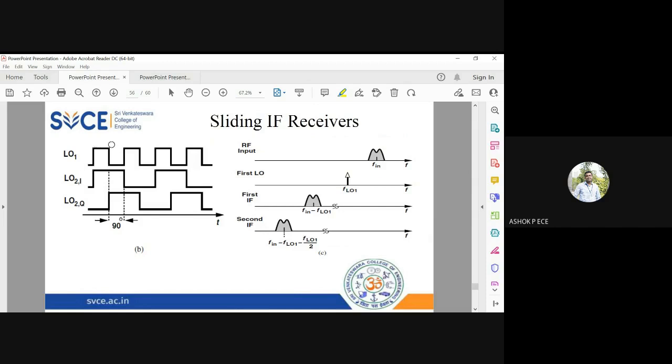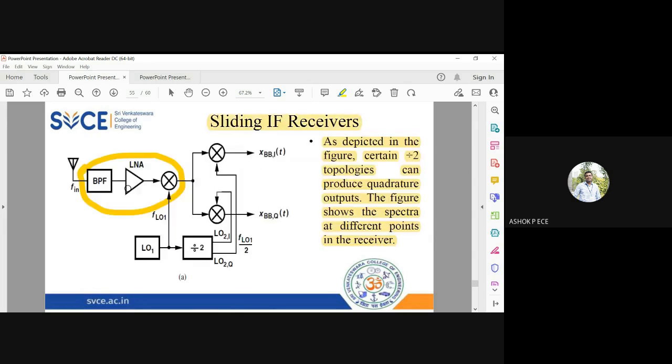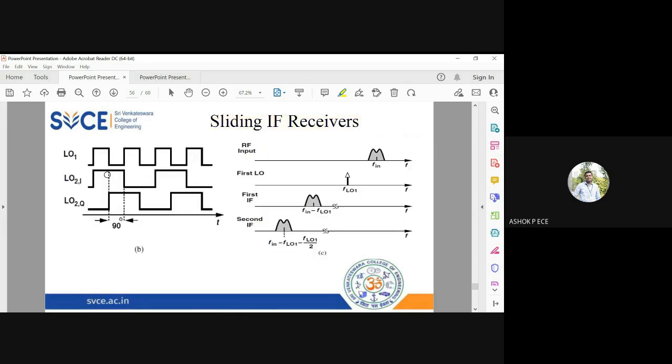So very simple, LO1 you see and LO2. The time period is doubled, so the frequency is half. And you can see in phase and quadrature phase, the phase shift is 90. So you have to have a delay circuit to delay the output of LO2Q by half of LO2I, so that it will have a phase shift of 90 degrees.